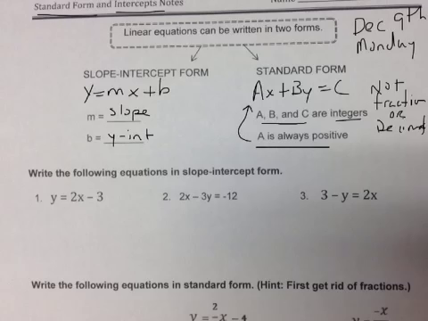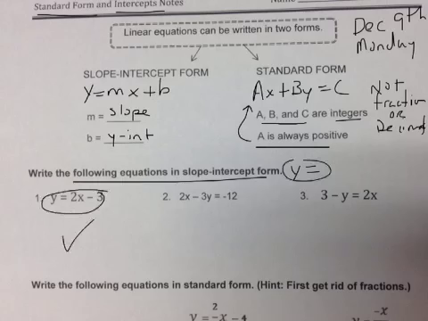Alright? This first part here is to write the following ones into slope-intercept form, and this is what we call solving for y, and we've been doing that for a long time. This one is already solved for y, so no work required on that one.